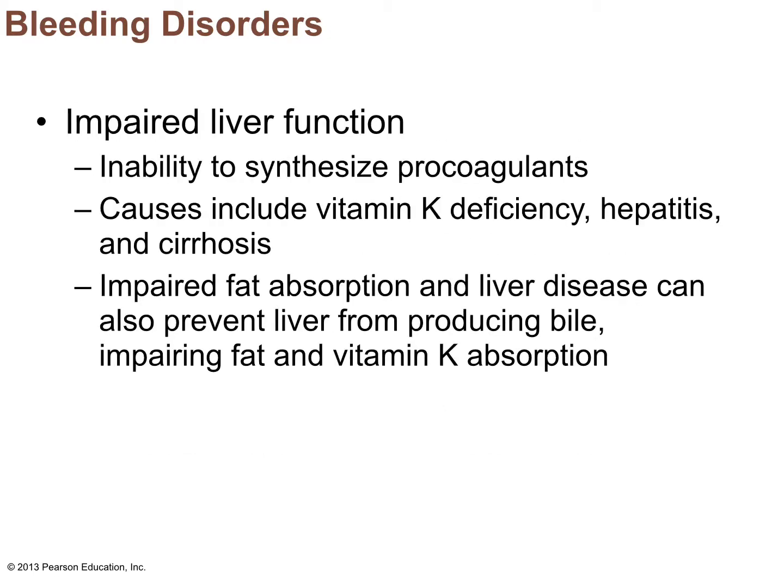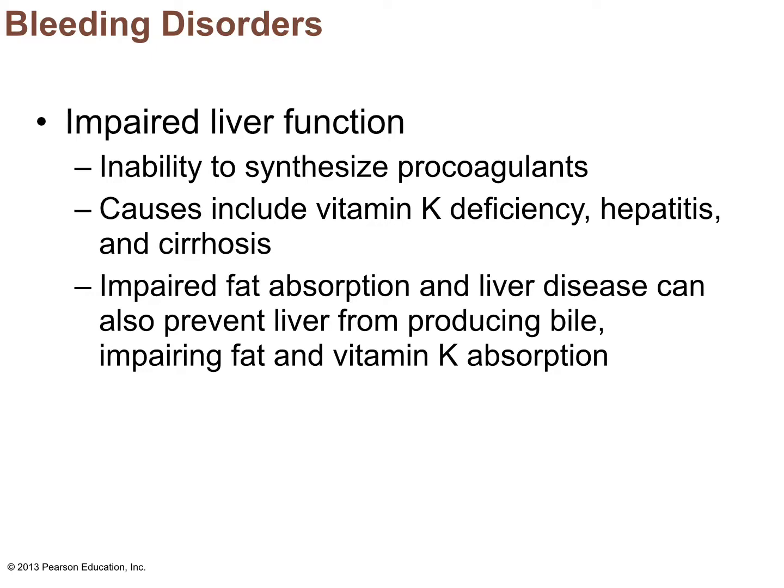When we talk about bleeding disorders, impaired liver function would lead to impaired bleeding. The liver makes procoagulants. So if there's impaired liver function, there would be an inability to synthesize these procoagulants. Causes of this can include vitamin K deficiency. I mentioned vitamin K being essential for coagulation. Hepatitis, which is an inflammatory liver disease, and cirrhosis, which is progressed liver disease, can also impair liver function, impairing the synthesis of these procoagulants.